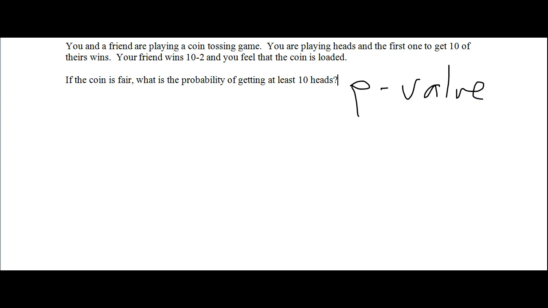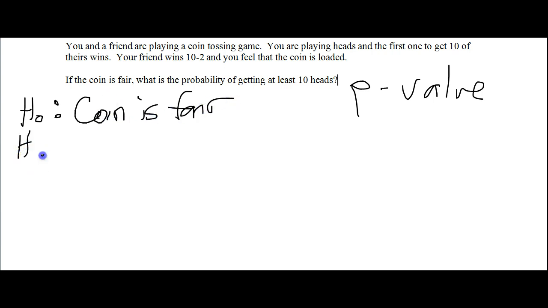So let's see. I'm going to say, null hypothesis can be written out in words. I'm going to say the coin is fair. And I'm going to alternately hypothesize that the coin isn't fair. It's loaded somehow. This thing will not let me make straight lines for whatever reason.